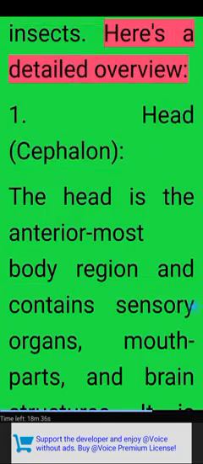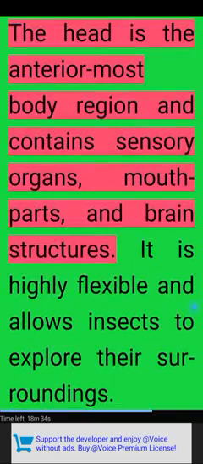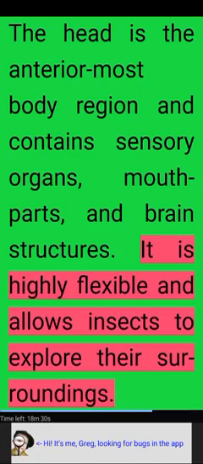Here's a detailed overview. 1. Head, cephalon. The head is the anterior-most body region and contains sensory organs, mouthparts, and brain structures. It is highly flexible and allows insects to explore their surroundings.